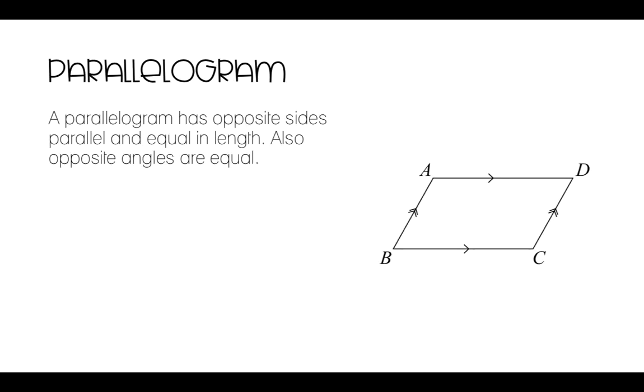Let's look at a couple of different types of regular quadrilaterals, we'll begin with parallelograms. A parallelogram has opposite sides that are parallel and equal in length. So AB and DC are equal in length, and AD and BC are also equal in length. And we say that opposite angles are also equal. So the angle at A and the angle at C are equal, and the angle at B and the angle at D are also equal.